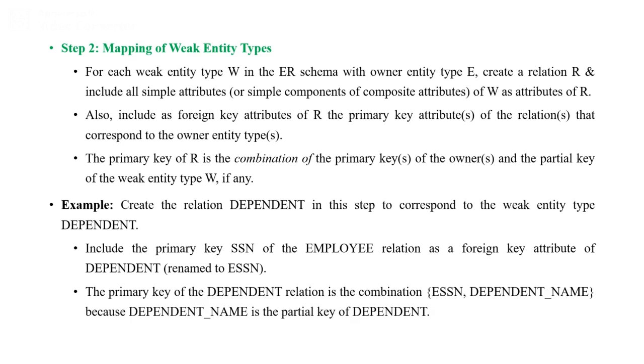The primary key of this dependent relation is the combination of ESSN and dependent name, because dependent name is the partial key of the dependent table. Both ESSN and dependent name together form the primary key for this dependent table, the weak entity table. By using this method, we map a weak entity type.